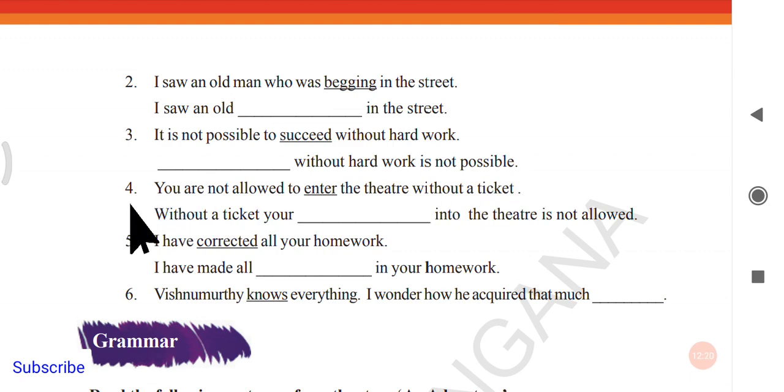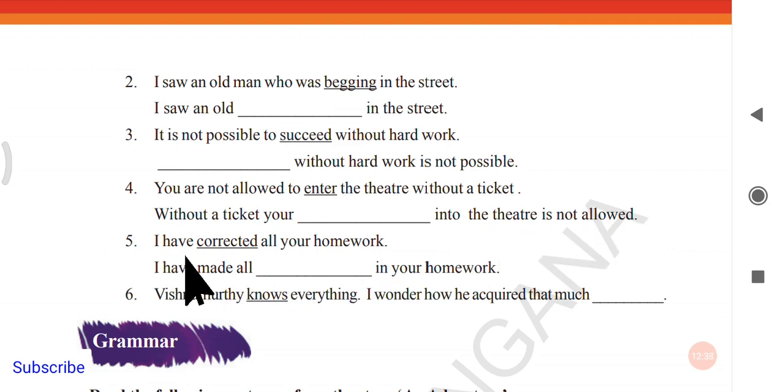Next, very good. Fourth one: You are not allowed to enter the theater without a ticket. Enter. So what would be the noun form here? Without a ticket, your entrance. Entrance, E-N-T-R-A-N-C-E. Entrance into the theater is not allowed.